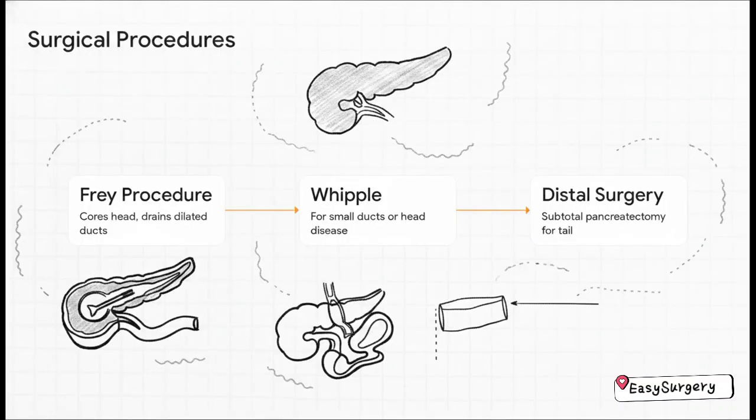So, how do we fix it? Surgery is primarily indicated for intractable pain. The Frey procedure is super common in North America. It basically cores out the diseased pancreatic head and drains the dilated ducts.